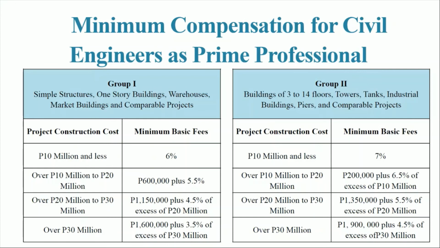We have 1,350,000 plus 5.5% of the excess of the 20 million. And then last, you have 1,900,000 plus 4.5% of the excess of 30 million pesos.